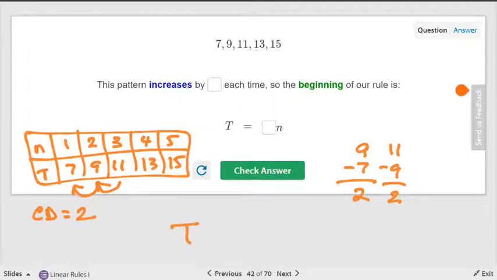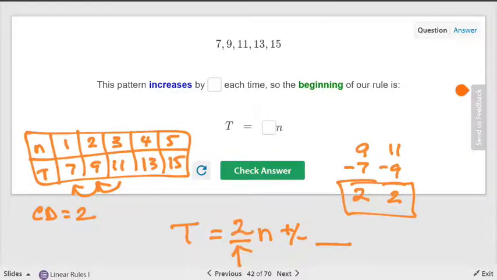Now, that goes into our formula. Remember, there's something in front of n plus or minus some other number, right? That's our formula. So all we're doing is filling in a formula. So where does that 2 go? In front of the n. Then we'll simply test it. Whatever number you get when you do the subtraction just goes in front of the n.